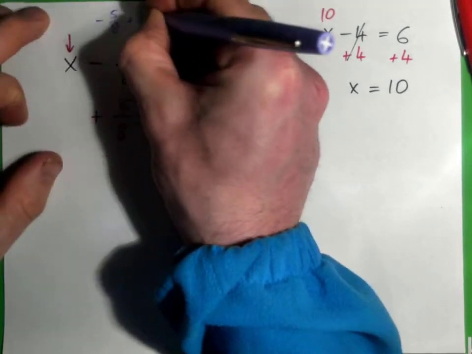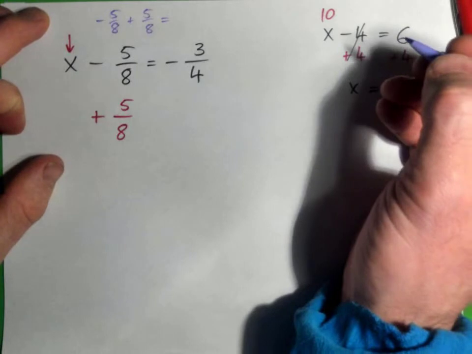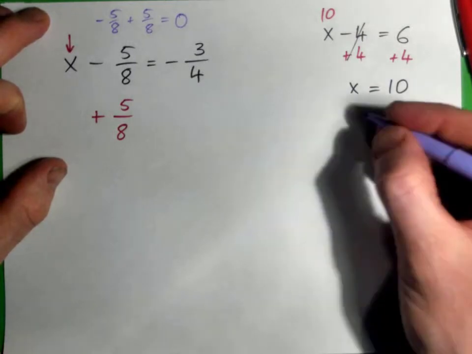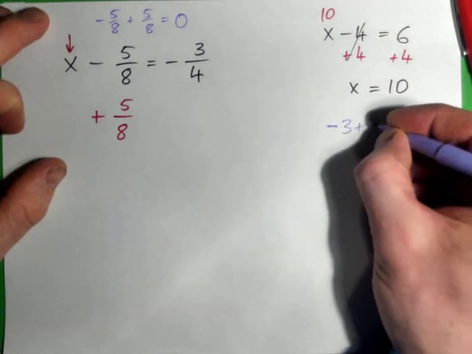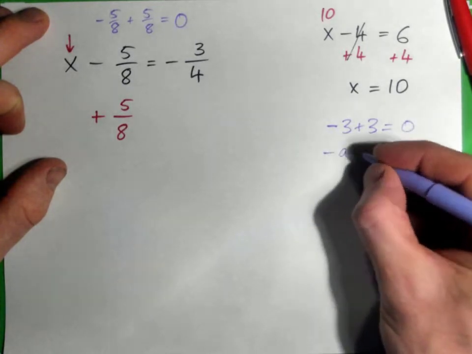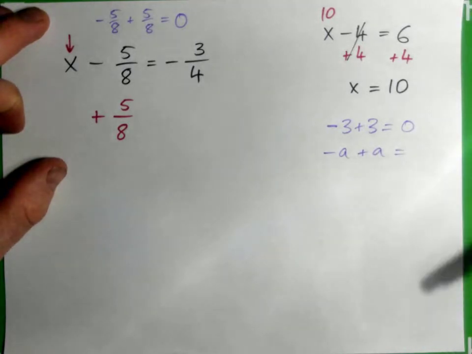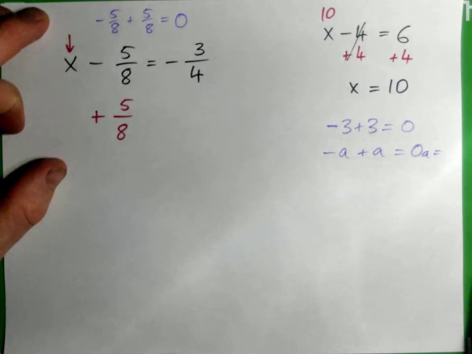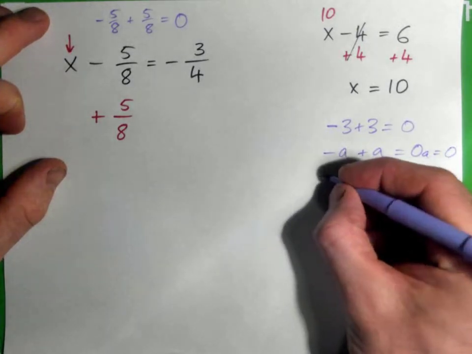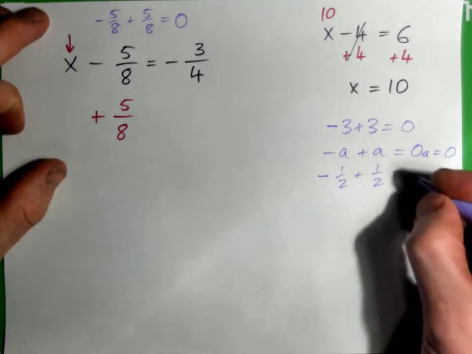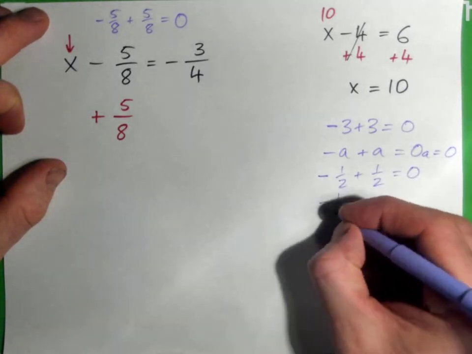Negative 5/8 plus 5/8 equals? It's 0. It's kind of like, what's negative 3 plus 3? Yep. What's negative apple plus apple? 0 apples, which is 0. 0 apples is 0. What's negative a half plus 1/2? 0. What's negative a quarter plus a quarter?